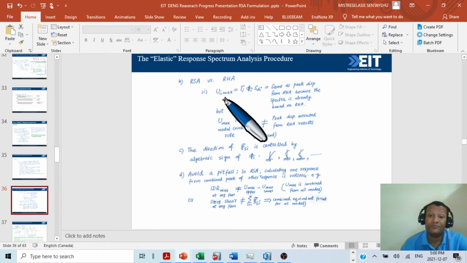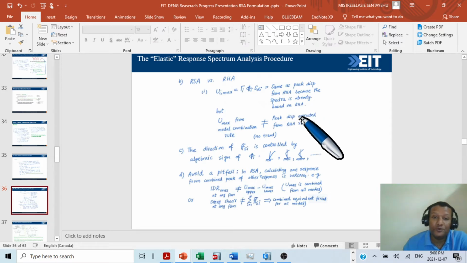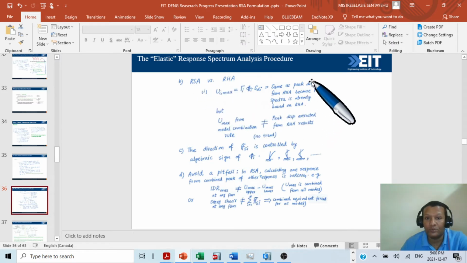The difference: Umax is the same for both of them. The same peak displacement comes from RHA, because the spectra is already based on response history analysis. So Umax, which is found in the RHSA and in RSA, is the same in both.